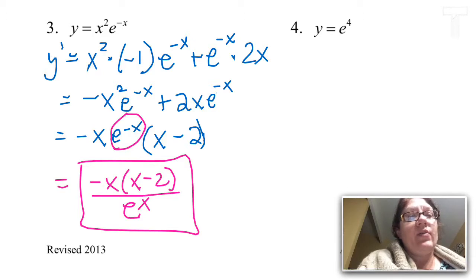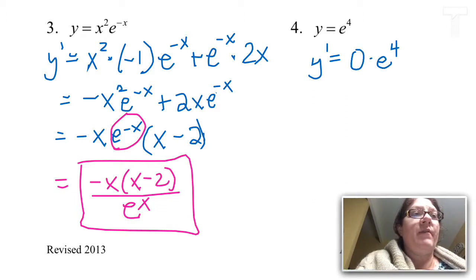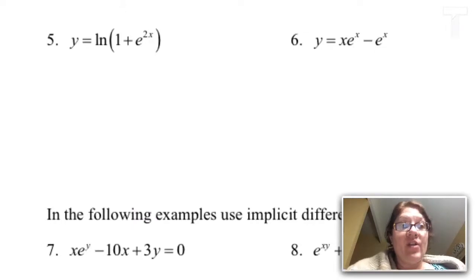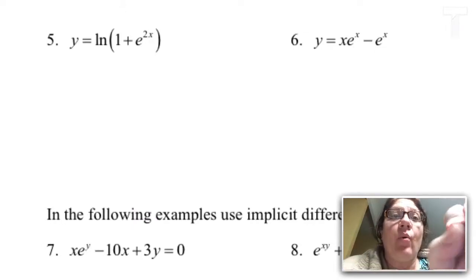All right, so looking at the next one, y prime, I want to take the derivative of the exponent, which would be 0, and then times e to the fourth times e to the whatever, which just gives me 0. Ooh, that's way too simple. So what can we do with this bad boy?